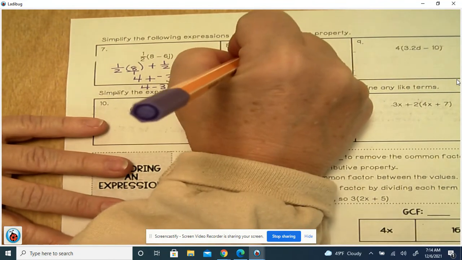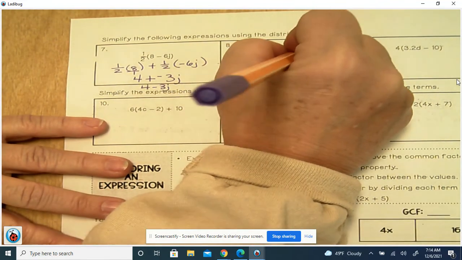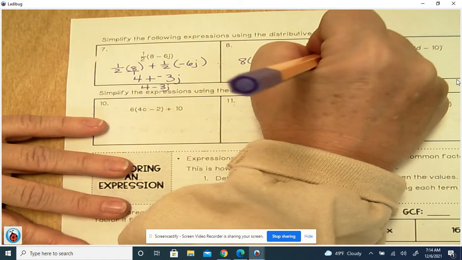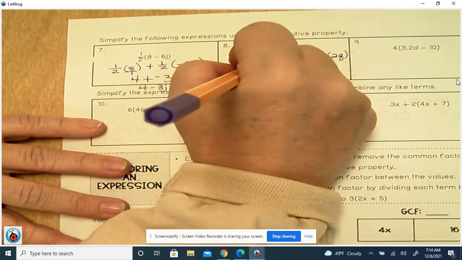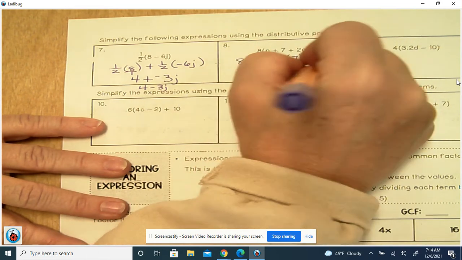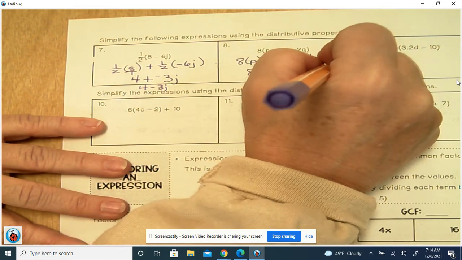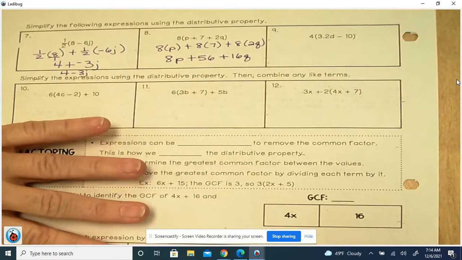Here we have 8 times p plus 8 times 7 plus 8 times 2q. That simplifies to 8p plus 56 plus 16q. You must know your times tables.